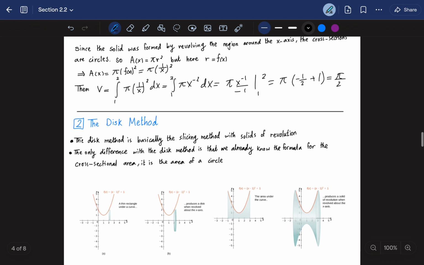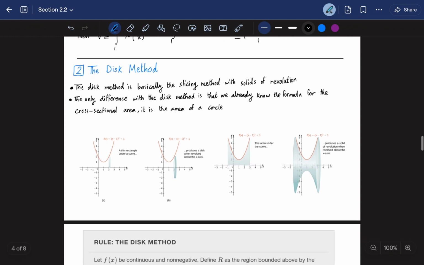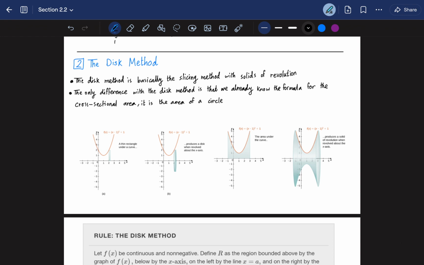The disk method is kind of a special case of the slicing method. We're taking the slicing method with solids of revolution. That's the disk method. The only difference is with the disk method, we know for sure that the cross-sectional area is just an area of a circle, because you're going to revolve it around the x-axis or the y-axis, or whichever line. If you revolve it around a certain line, it's always going to create a circle. So that's why we know that the cross-section is just a circle.